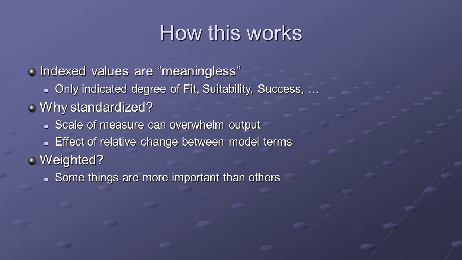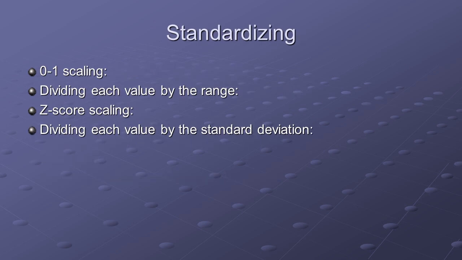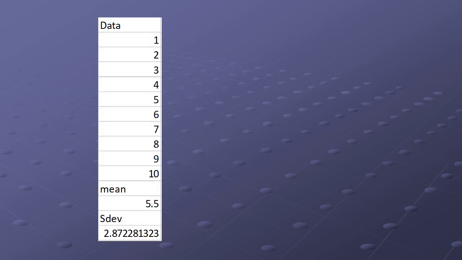Why do you standardize? Because scale measurement can overwhelm the output. Why do we weight? Because some things are more important than others, and some things we include in the model, but we just know that they shouldn't be as important. How do we standardize? 0 to 1 scaling, dividing by the range, z-scores, dividing by the standard deviation. These are all appropriate techniques.